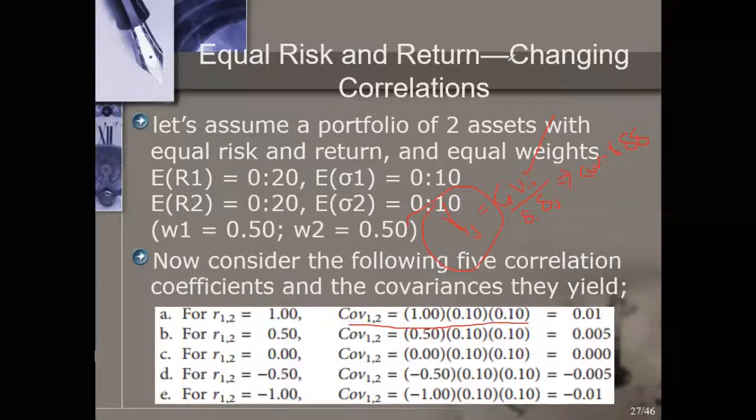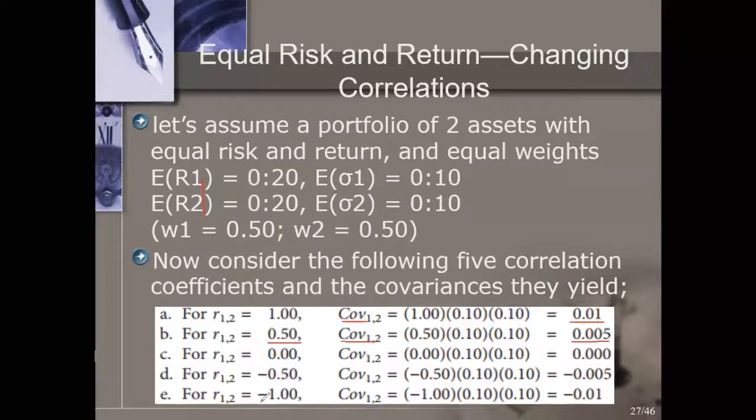So what we have done now, we have tried to calculate the covariance between A and B, 1 and 2, on the basis of these correlations. If there is perfect positive correlation between 1 and 2, then covariance will be equal to 0.01. And same is the case if the correlation is positive 0.5, then covariance between 1 and 2 should be 0.005, and so on.